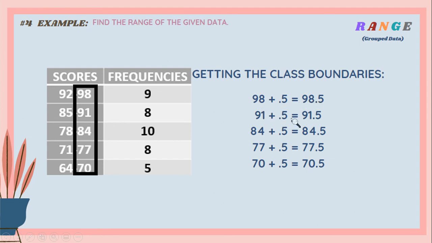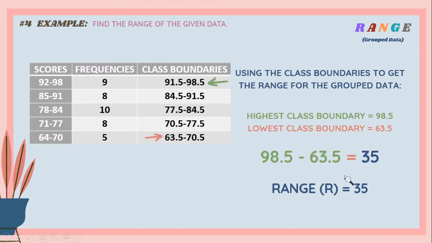91 plus 0.5 is equals to 91.5. 84 plus 0.5 is equals to 84.5. 77 plus 0.5 is equals to 77.5. And then 70 plus 0.5 is equals to 70.5.